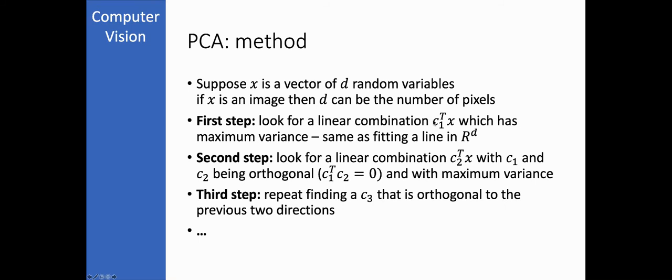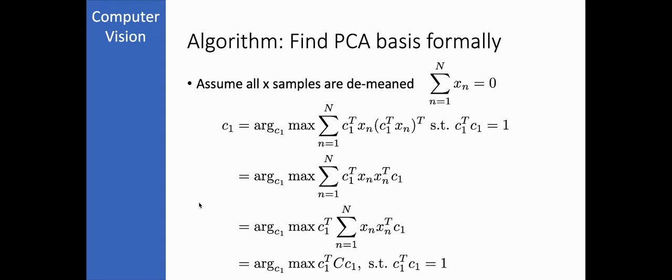Once I find C1, in the second step, I now try to find a C2 that is orthogonal to C1 and still achieves the maximum variance. And in the third step, I repeat. I find a C3 that achieves the maximum variance while being orthogonal to C1 and C2 together, and so on. So mathematically, what does it correspond to? We will assume that all samples are demeaned, meaning that if I have n data samples xn, the mean of them will be 0. So I extract the mean separately.